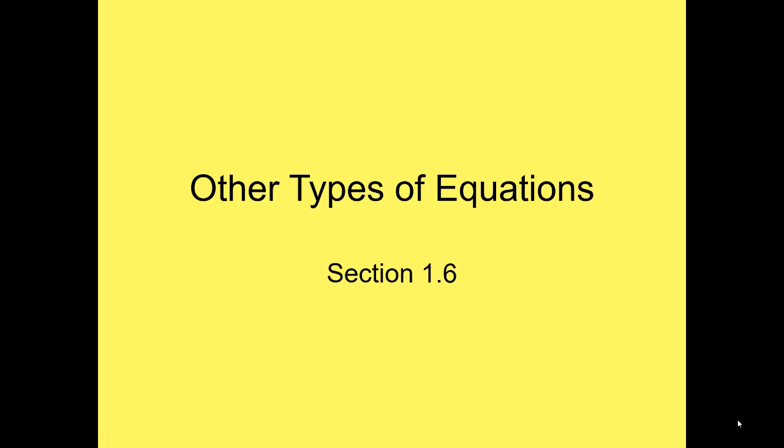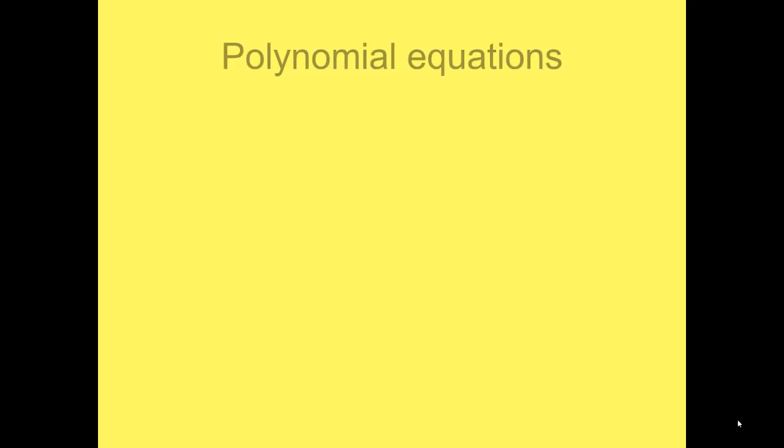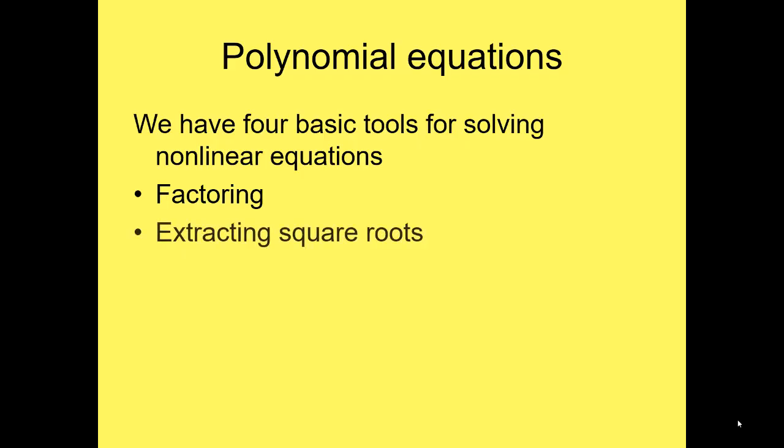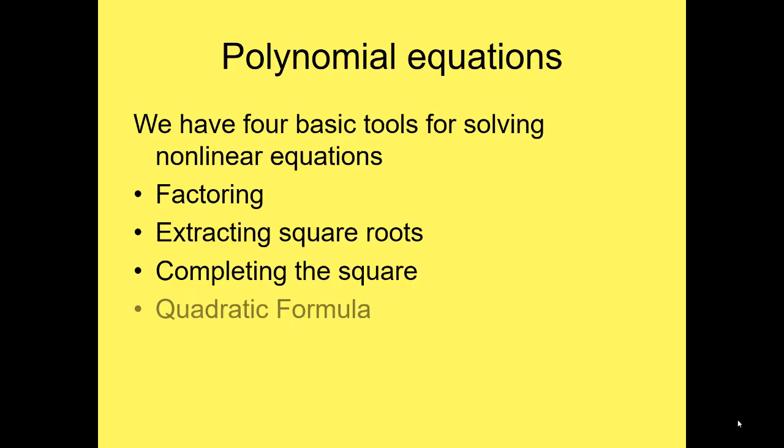Alright, we're going to take a look at some other types of equations. First, we'll look at some polynomial equations. So we don't have a whole lot of tools for solving polynomial equations, but we do have four basic ways we can get to the solutions. One is factoring. The next is extracting square roots, completing the square, quadratic formula.